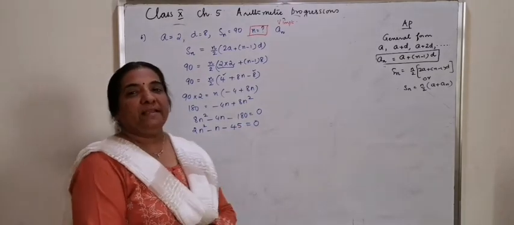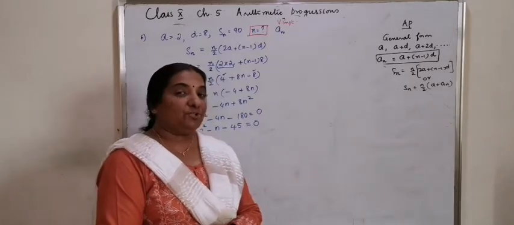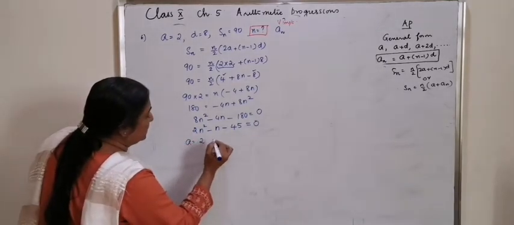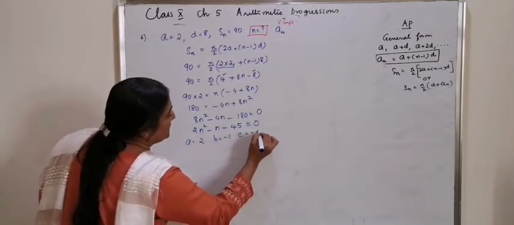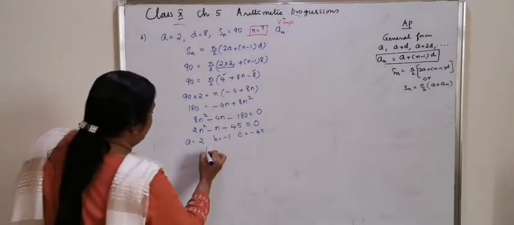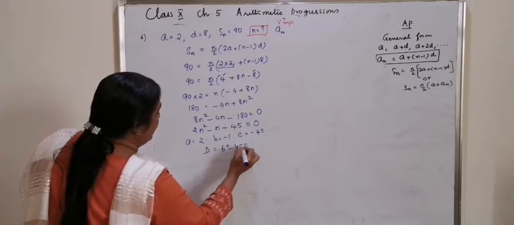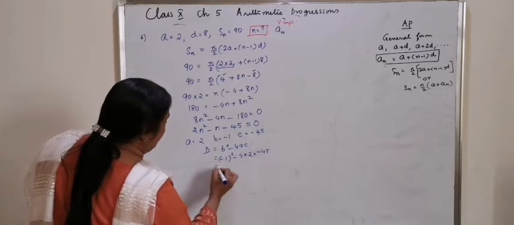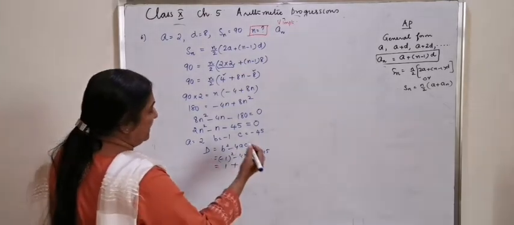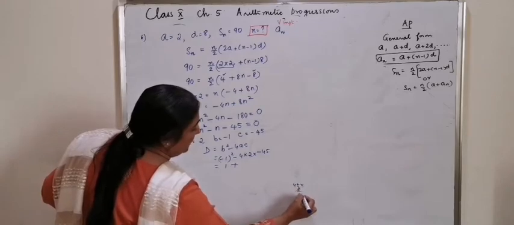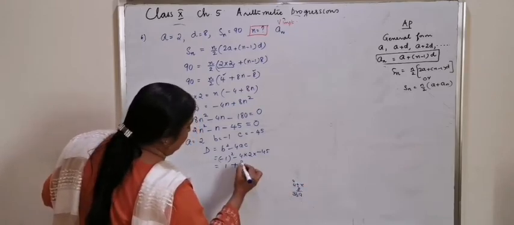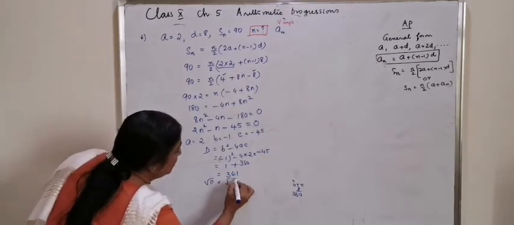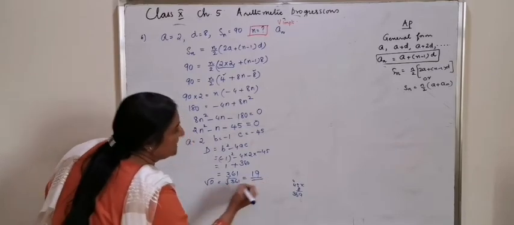Like you solve any quadratic equation, you have to get the two values of n. So a is equal to 2, b is equal to minus 1, c is equal to minus 45. d is equal to b square minus 4ac, that is (minus 1) the whole square minus 4 into 2 into minus 45, which is 1 plus 45 into 8. 8 5s are 40, 32, 360. 360, or it is 361. Square root d is equal to root 361 is equal to 19.